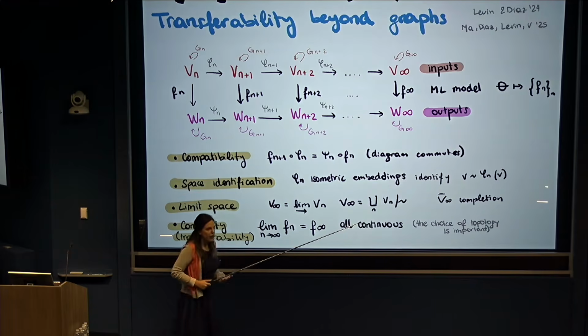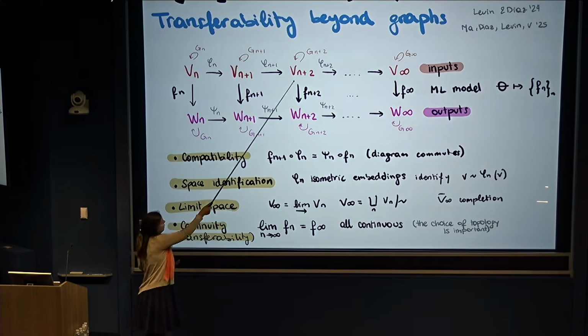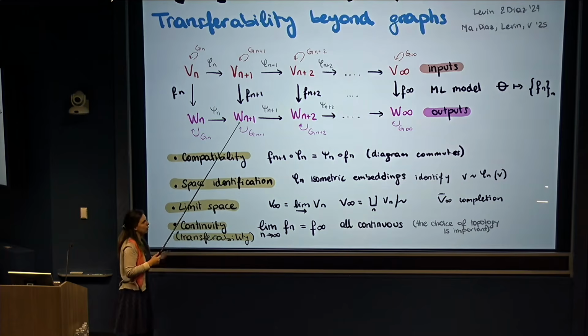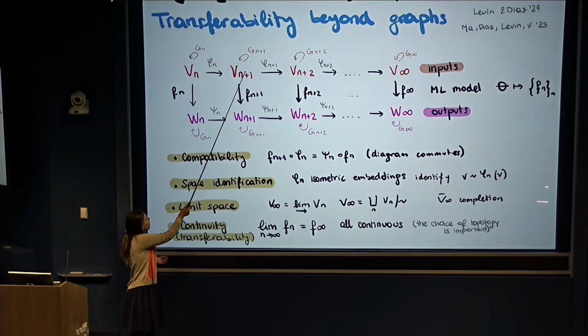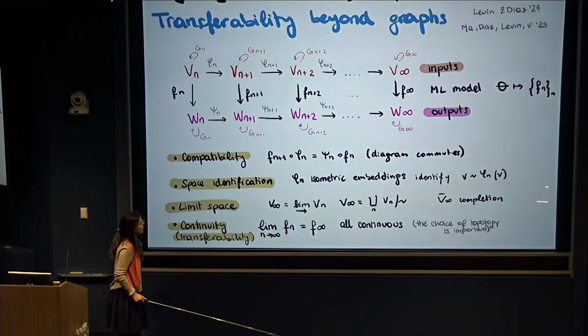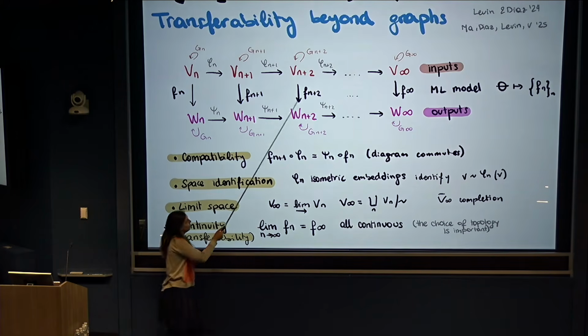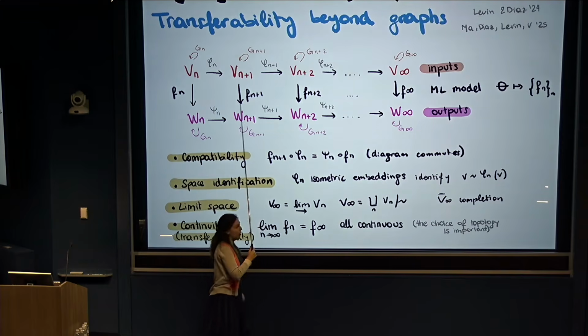And in many cases, we have a group acting in each of these input spaces. So for instance, in the case of graph neural networks, we have the group of permutations acting by permuting rows and columns in each of these spaces. And these groups grow with the size of the input. And we have a limiting space, which you can think of as the direct limit of all these spaces.